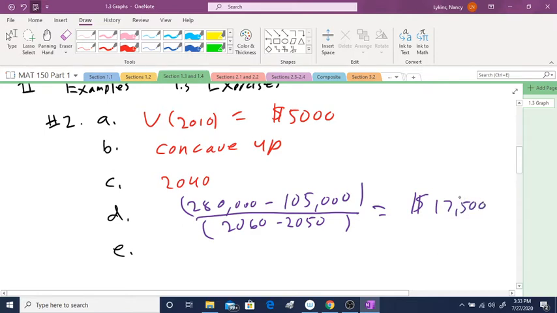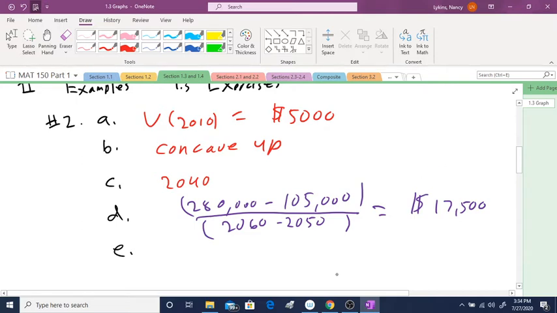17,500. Okay. That's the average that it goes up between 2050 and 2060. That's pretty good. So that means every year roughly it's averaging almost $18,000.